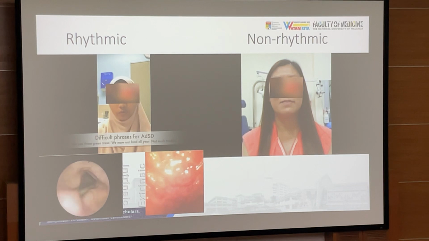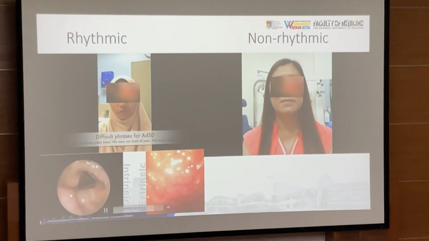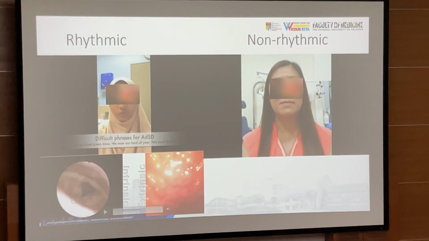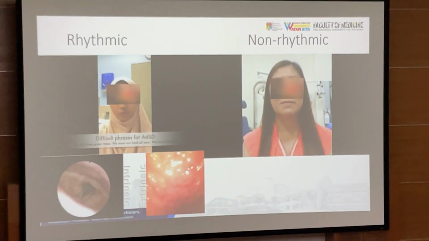So this patient has some abnormal movement there. Can you see at the supraglottic region, at the vallecula, at the petiole of the epiglottis, there's some abnormal movement. So this patient has intrinsic type essential tremor. So the tremors are intrinsic within the larynx only.